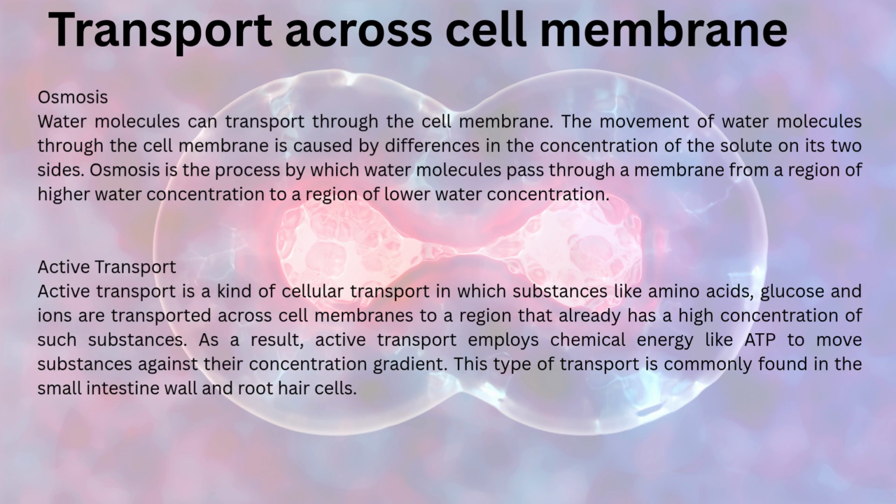Osmosis is the movement of water molecules through a selectively permeable membrane from a region of higher water concentration to a region of lower water concentration. Active transport differs from passive transport because it requires energy in the form of ATP. It moves substances against the concentration gradient from a lower concentration to a higher concentration. Examples include the transport of glucose, amino acids, and ions in the cells of the small intestine and root hair cells.